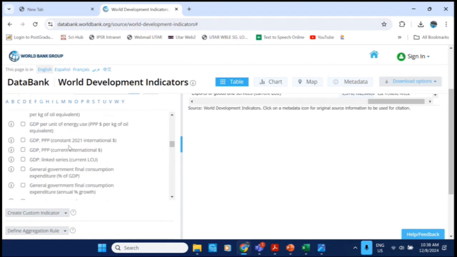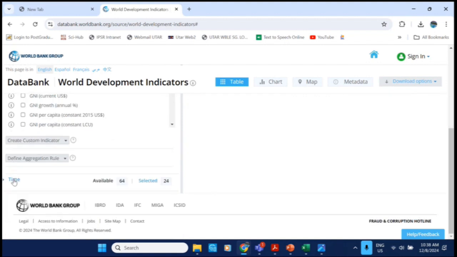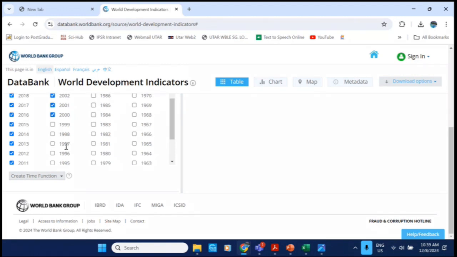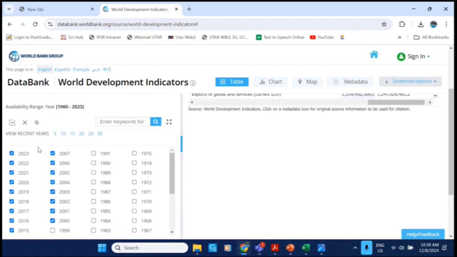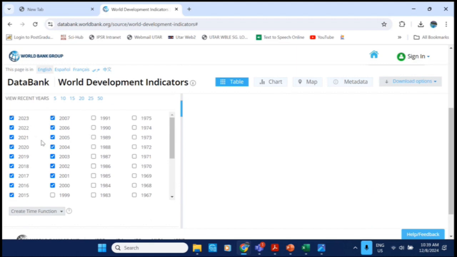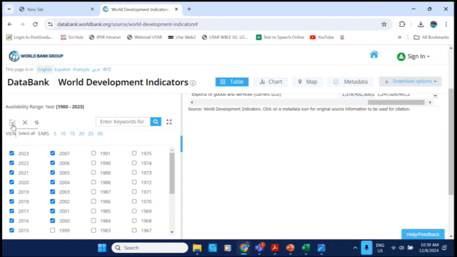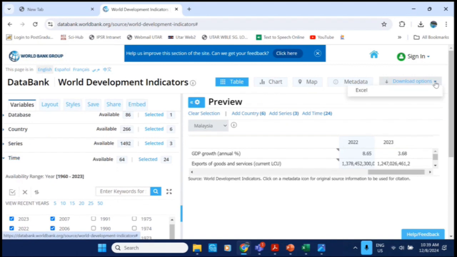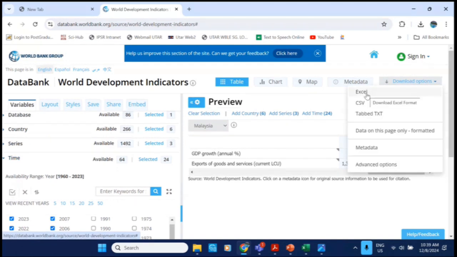So after you choose this one, then you choose year, time, right? Unless you have a specific time that you want to study. For example, you want to study post Asian financial crisis, 1997, you give another extra 2 years, so you start from 2000 until now. Unless you have a specific time frame you want to study, or else you click here and select everything, starting from 1960. After that, you download Excel, okay?